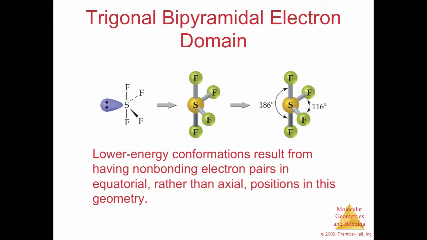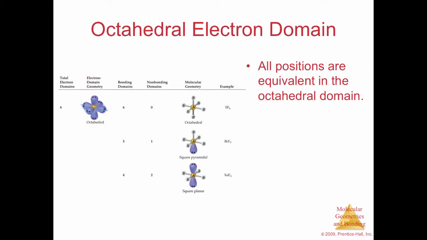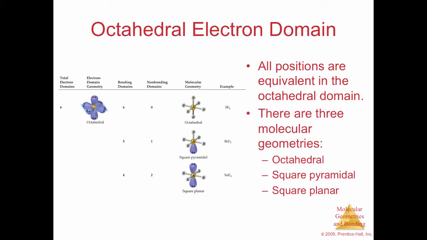Lower energy conformations result from having non-bonding electron pairs in equatorial rather than axial positions in this geometry. There are four distinct molecular geometries in trigonal bipyramidal electron domains: trigonal bipyramidal, seesaw, T-shaped, and linear. Octahedral electron domains: all positions are equivalent in an octahedral domain. There are three molecular geometries: octahedral, square pyramidal, and square planar.